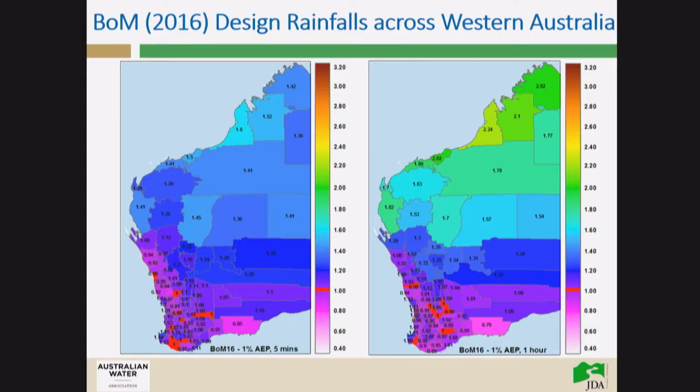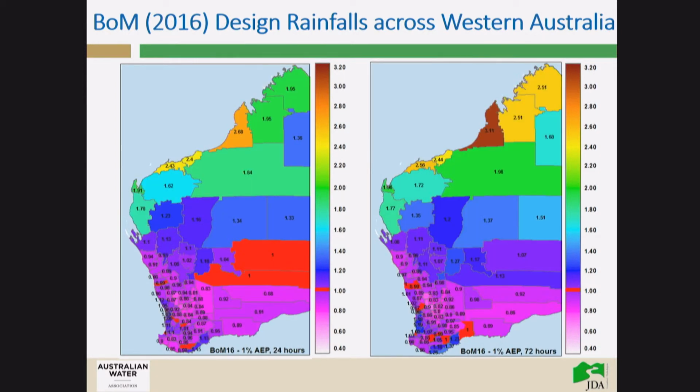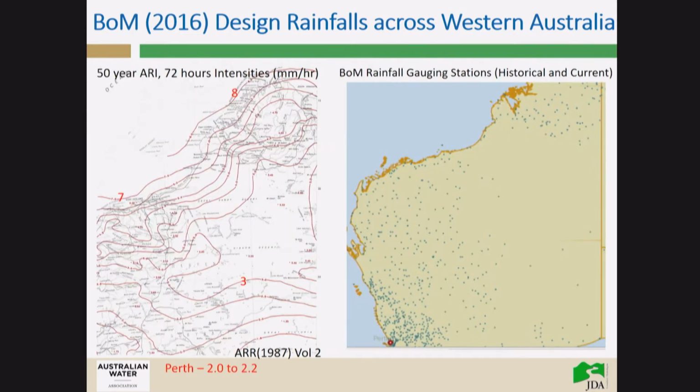Now these are just the same for the 1% AEP, the same durations. You're seeing that the design rainfalls have increased eastward for the shorter durations, yet for the 24 hour and 72 hours, they are very similar or just marginally lower.